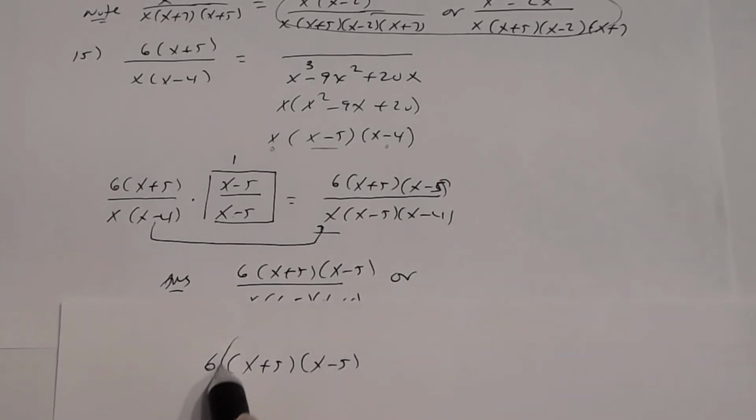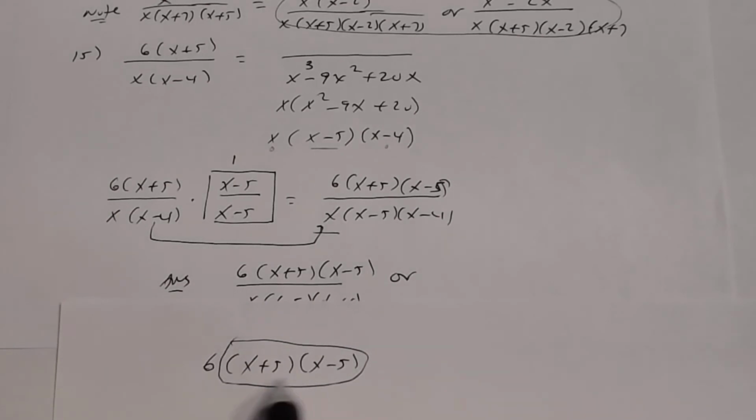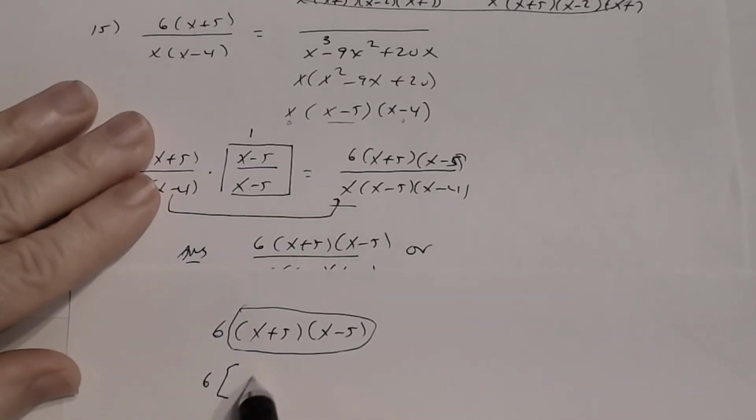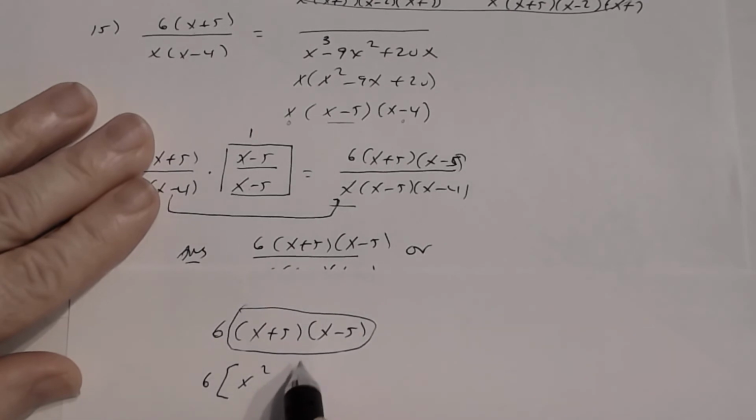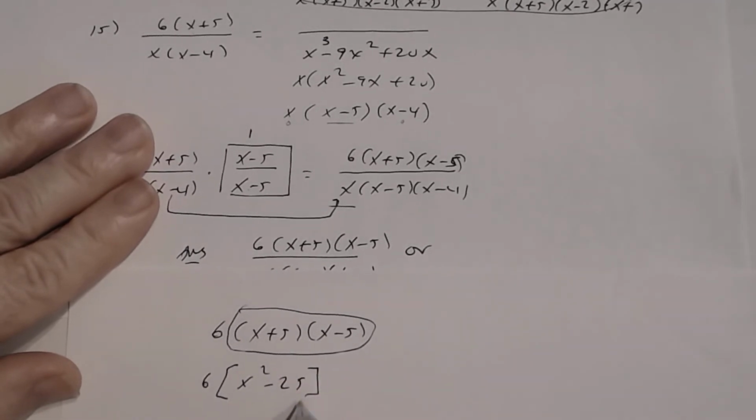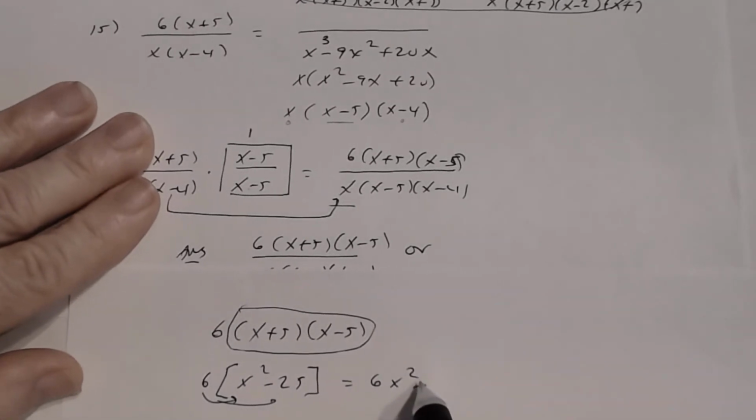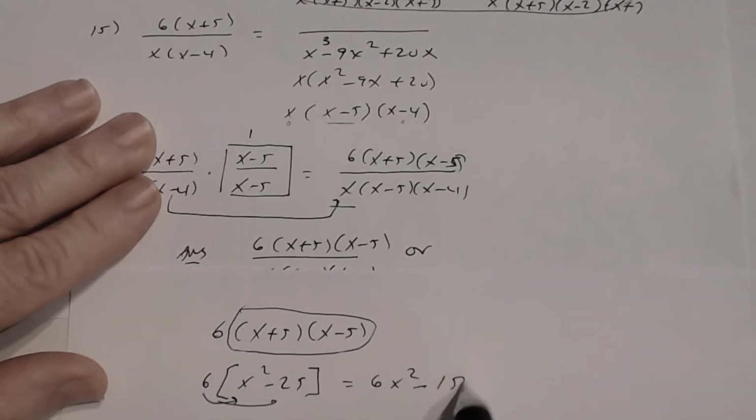So if you look at this, you notice that the factored form is the difference of two squares. So if you follow this out, notice that x times x, you're going to get x squared. The outer and the inner cancel out, and you have minus 25. And then distribute the 6, you get 6x squared minus 150.